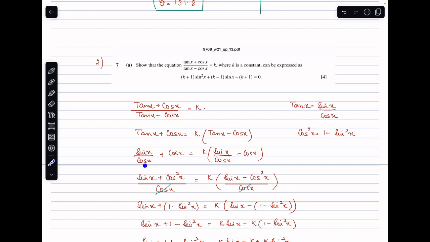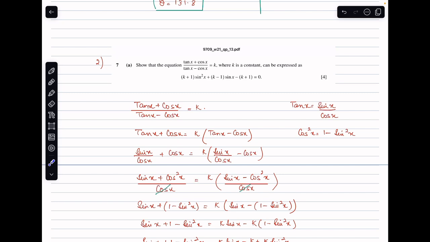So sin x over cos x plus cos x equals k times sin x over cos x minus cos x. Then I can take the LCM. So taking the LCM, this becomes sin x plus cos square x divided by cos x, which equals k times sin x minus cos square x divided by cos x, which is the LCM here.